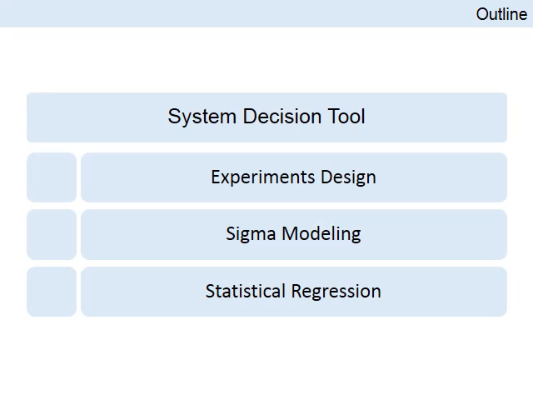In the presentation, our team will introduce our project mainly from three aspects: experiment design, Sigma modeling, and statistical regression. We will introduce how we did the experiments, how we did the simulation, and how we finally input the data and run the regression.